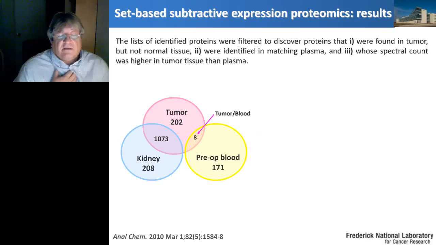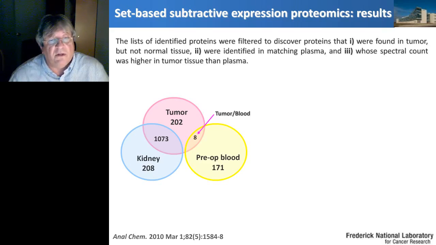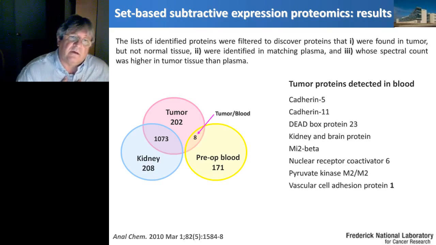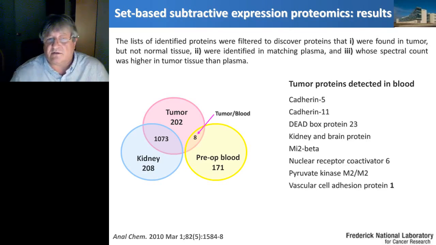So basically what has happened in our analysis, we have seen about 1,000 proteins that are common between tumor and normal tissue, but there are 200 proteins that are found only in tumor. Then we look into the preoperative blood. We found that 32 proteins are overlapped, but only 8 proteins showed higher spectral count in tumor, and this is the list of proteins that we were able to identify as a tumor protein in peripheral blood.